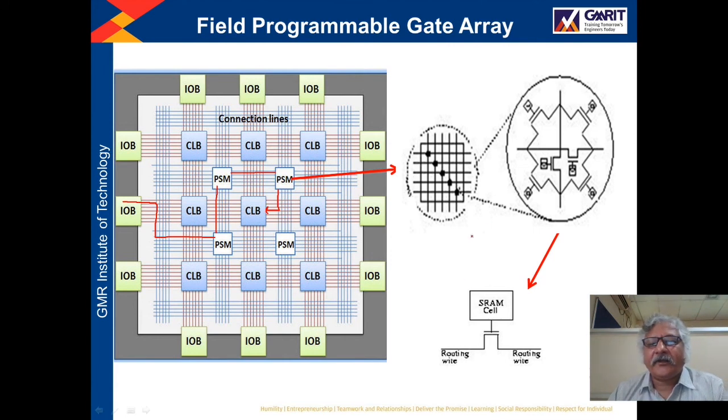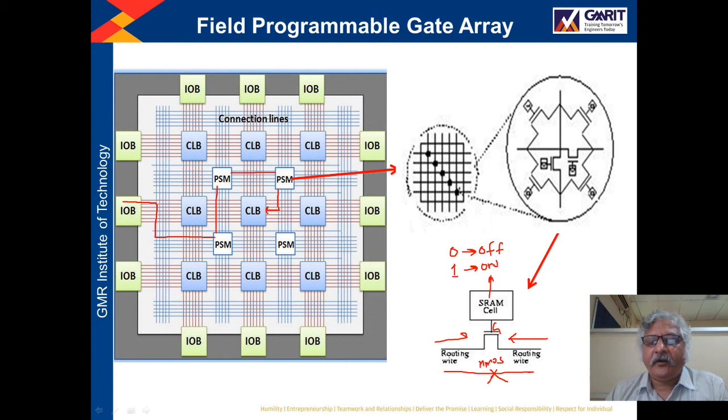So here the same thing I explained. These are the routing wires, and there is one NMOS, and the gate of the NMOS is connected with an SRAM cell, and here you can store binary 0 or binary 1. If binary 0 is stored, then this MOSFET will be turned off, and if 1 is stored, then this MOSFET will be turned on, right? If MOSFET is off, then this routing is not there. There is no connection between these wires.